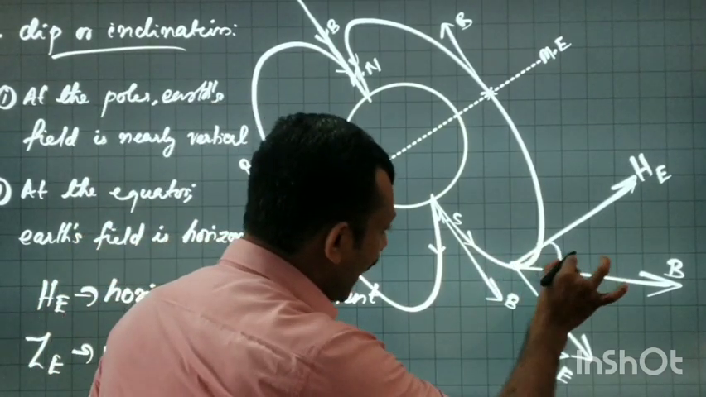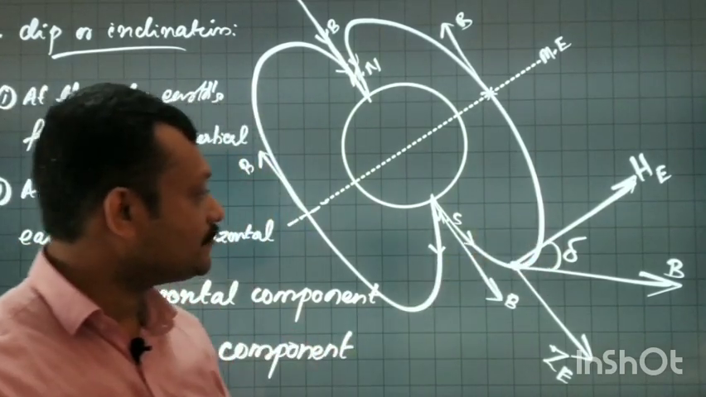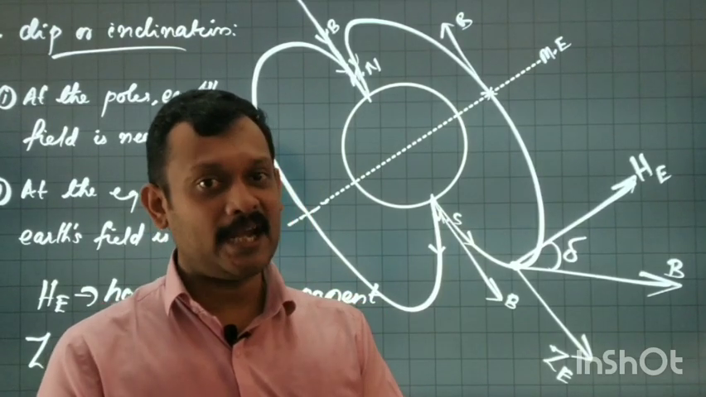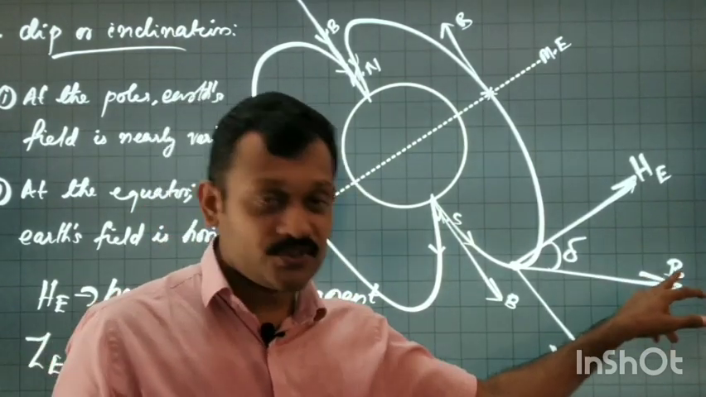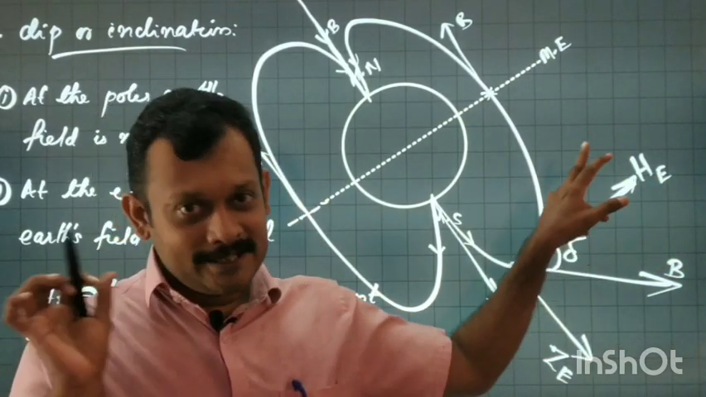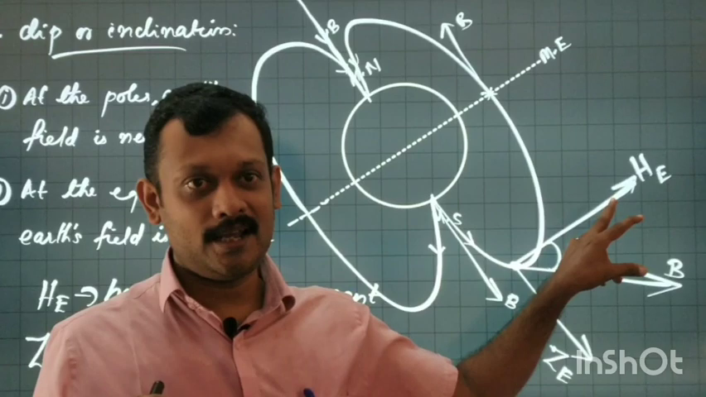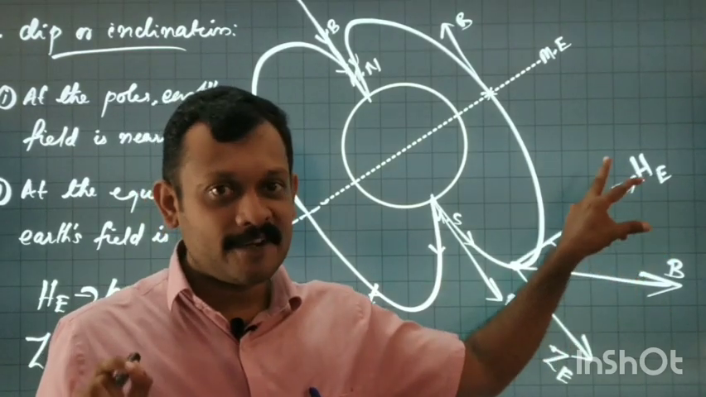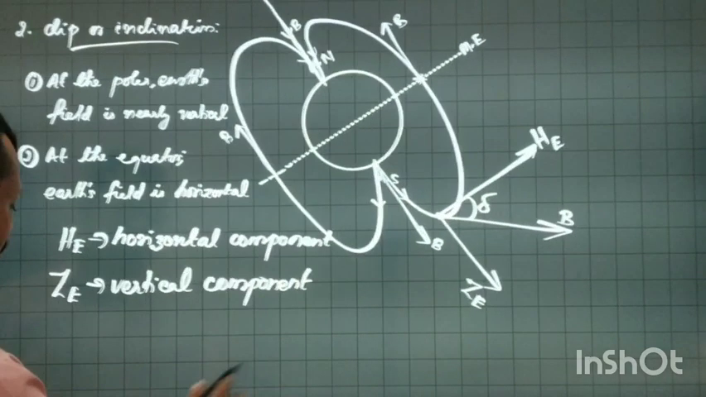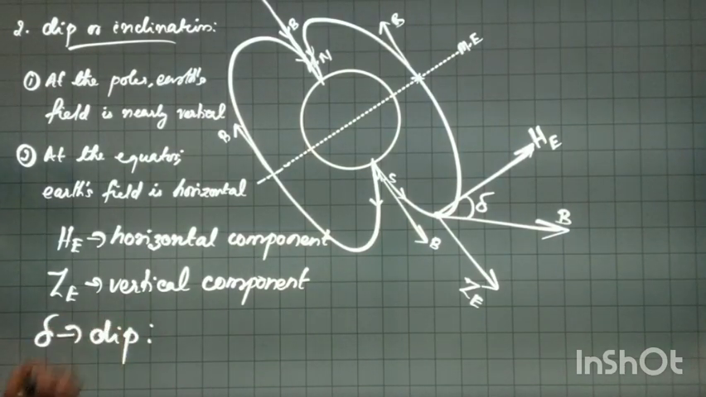Now if I plot this angle as delta, what is delta here? Delta is the angle made by the Earth's resultant magnetic field with the horizontal component. I repeat that sentence. Delta is the angle made by Earth's resultant magnetic field with the horizontal component. That angle delta is called dip, and the definition is very important.